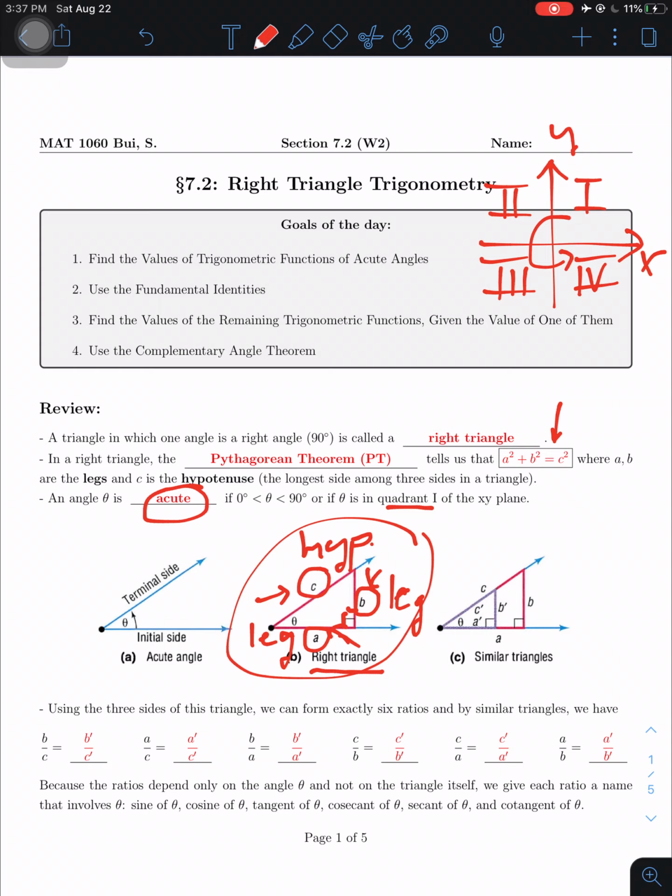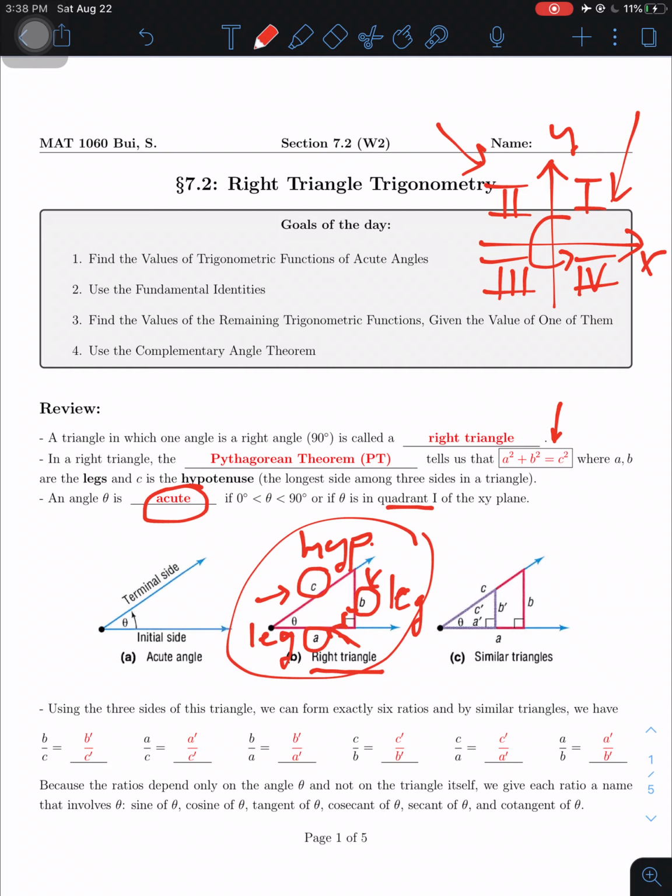So if you have anything less than 90, it must be in quadrant 1 right here, okay? If you have something bigger than 90, it would be in quadrant 2, if it's less than 180. For example, if you have 100 degrees or 150 degrees, they are in quadrant 2, and so forth with quadrant 3 and quadrant 4, okay?